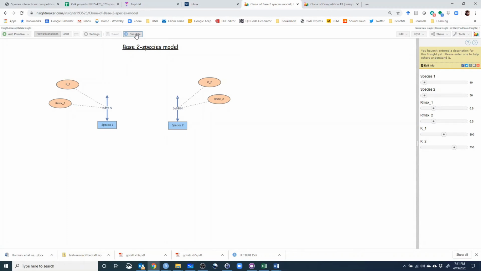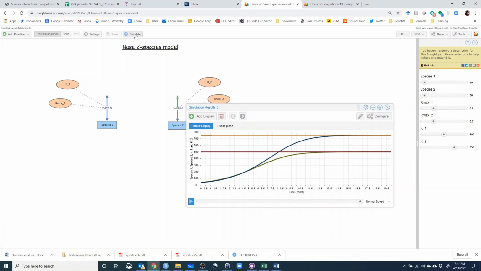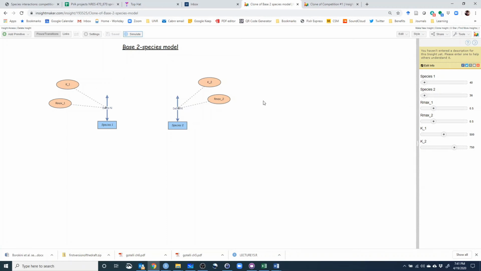It should look like logistic growth, right? Where both species, if you start them well under carrying capacity, this is carrying capacity for species 2, this is carrying capacity for species 1, both species just exhibit the classic S-shaped logistic growth all the way up to carrying capacity. So this is just 2 logistic growth models that are independent. There is no competition, no predation, no interaction among these 2 species. So we are going to make the Lotka-Volterra competition model using this InsightMaker workspace.